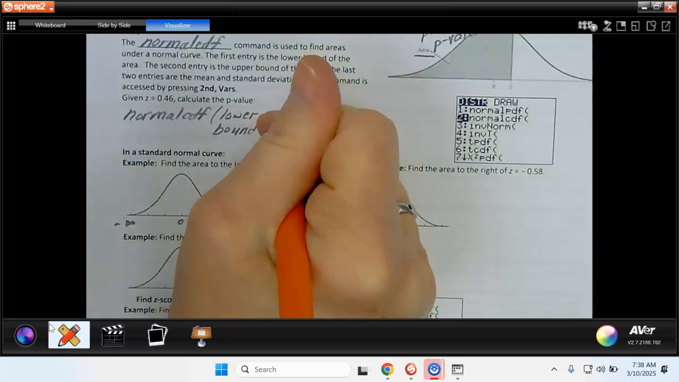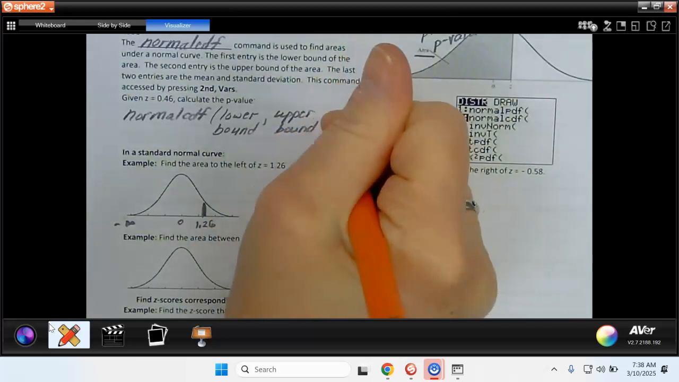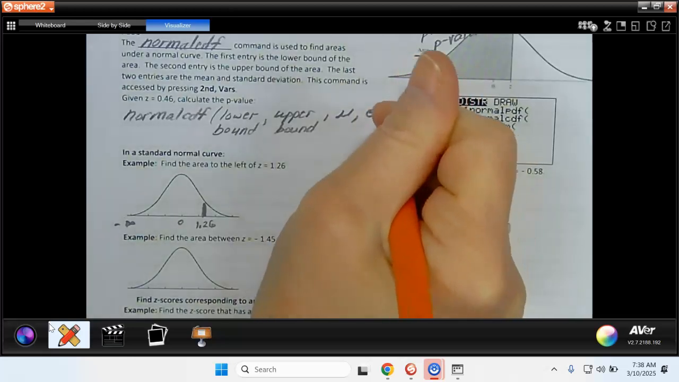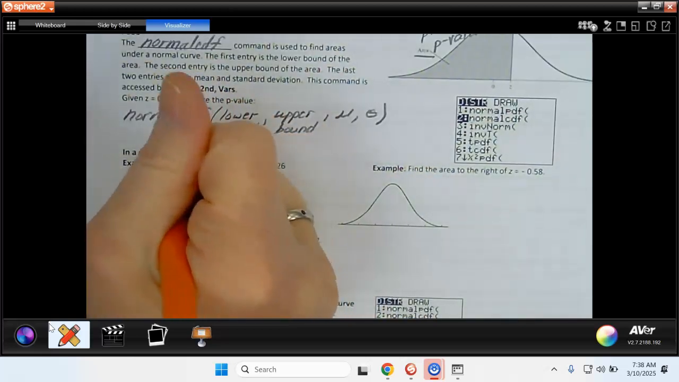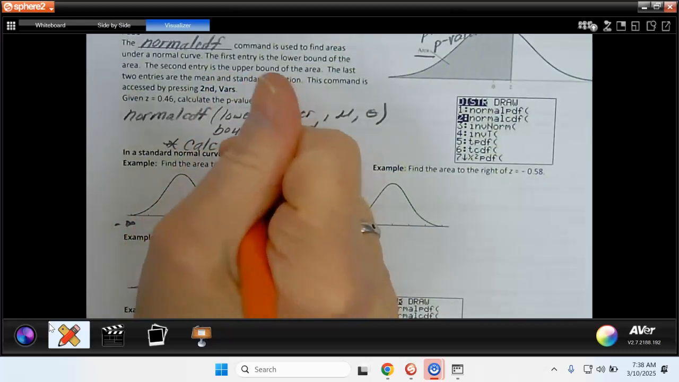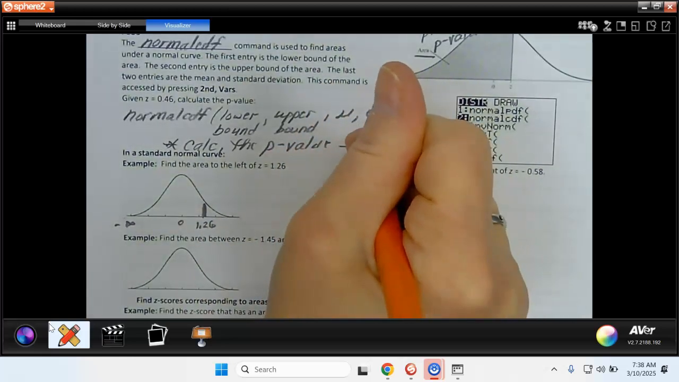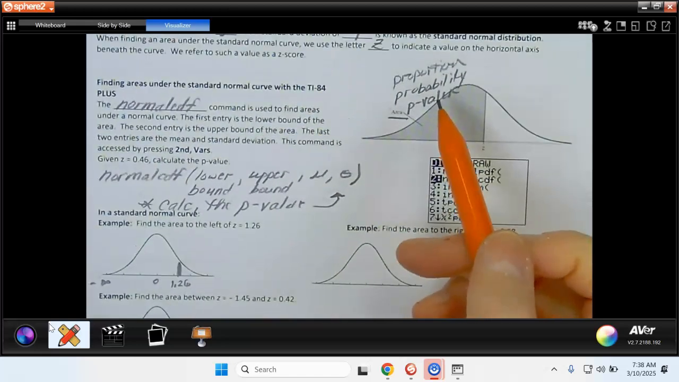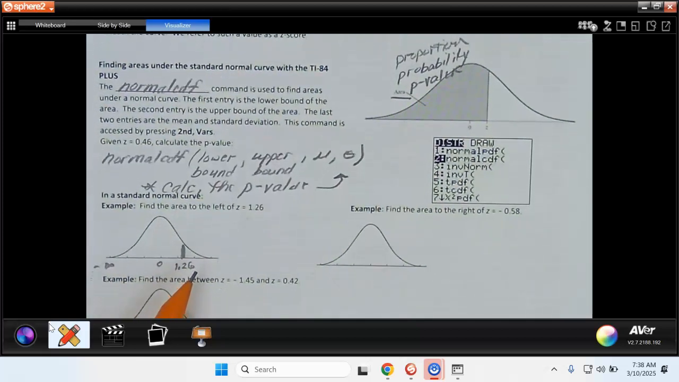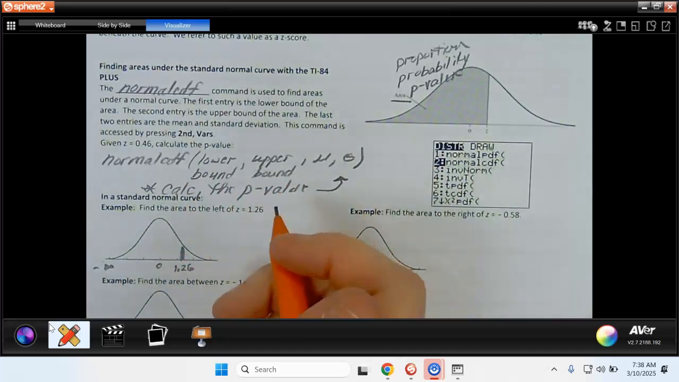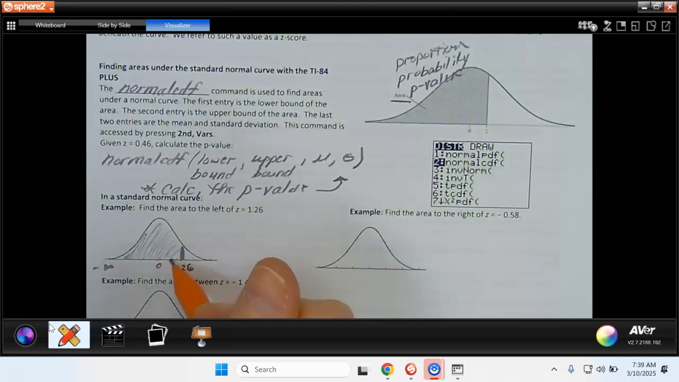Lower bound, comma, upper bound, the mean, and then the standard deviation. And this is going to give you your p-value, which is also the probability, which is also the proportion, which is also the area. But again, if you have a newer calculator, you don't have to worry so much about knowing what order these come in. So if we're looking at this, find the area to the left of a z-score of 1.26.